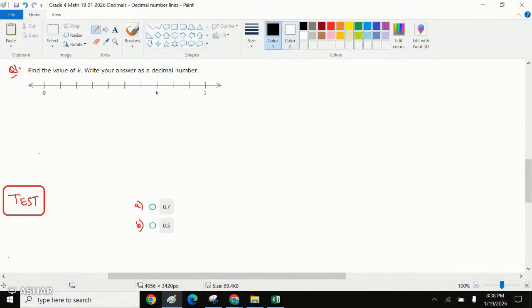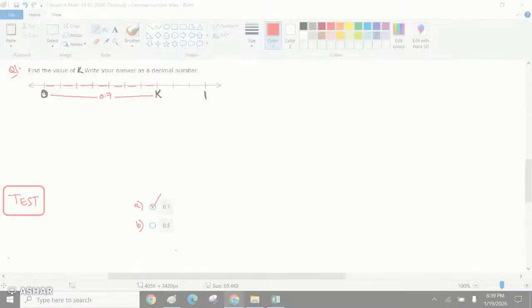See, we look at the starting number, that was 0. It goes till 1, and we need to find the value of k, right? Let's count the intervals. 2, 3, 4, 5, 6, 7, 8, 9, 10. Okay, 7 intervals. Yes, thank you. 0.7. From here till here, there were 7 intervals. Thank you. For the next question, I will change something in that. Just wait, don't solve. When I copy the question, wait for it.